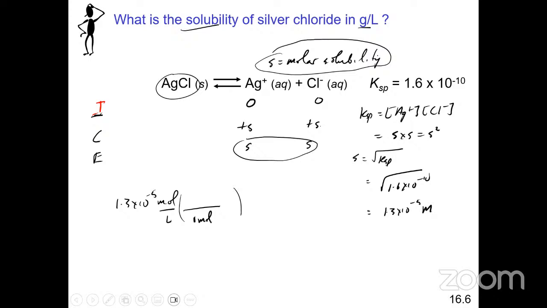Okay, so 143.35 grams will go here. So I multiply that by 1.3 times 10 to the minus 5. And according to my calculations, this works out to be equal to 1.86 times 10 to the minus 3 grams per liter, right? And of course, this comes as no surprise because silver chloride is sparingly soluble in water. So therefore, that would be the concentration or the solubility of silver chloride expressed in grams per liter.